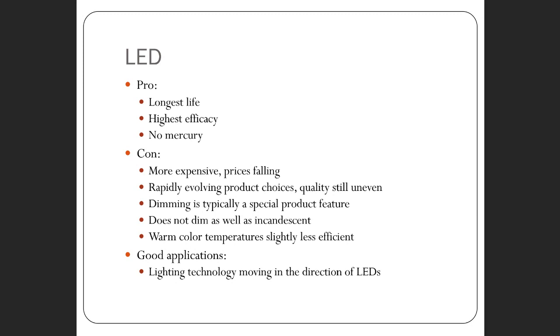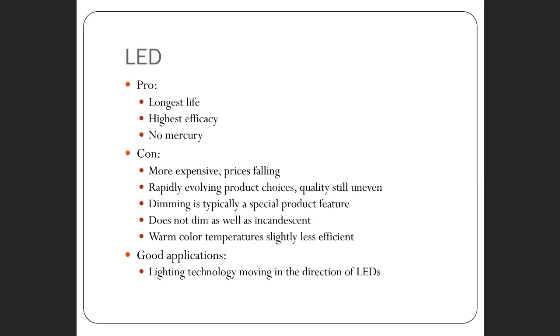Rapidly evolving product choices. I would say that quality has gotten much better. Again, I need to update my slides here. I think now we're pretty comfortable that when you buy a light bulb like this, it's going to actually perform and last the way that it's slated to. You have to be careful when you're buying an LED light bulb. If you're putting it in a fixture that you want to dim, you need to make sure that you're buying a dimmable product.